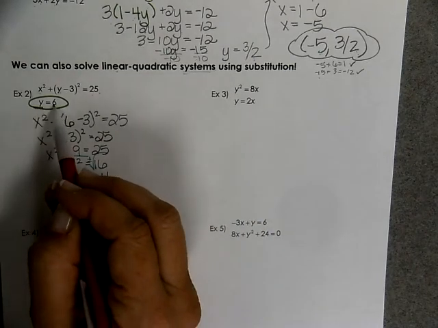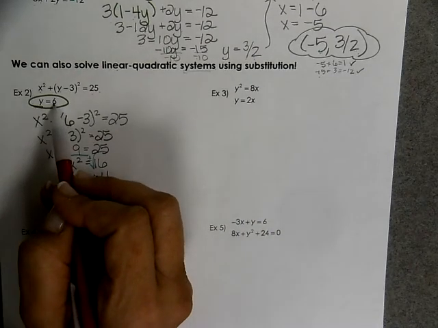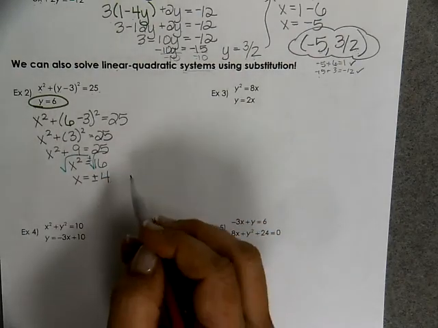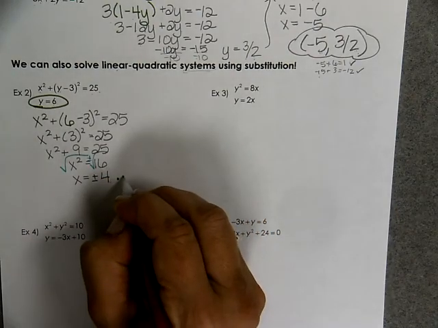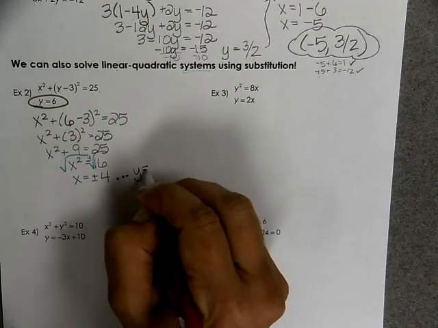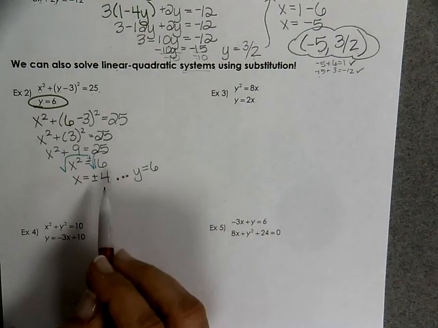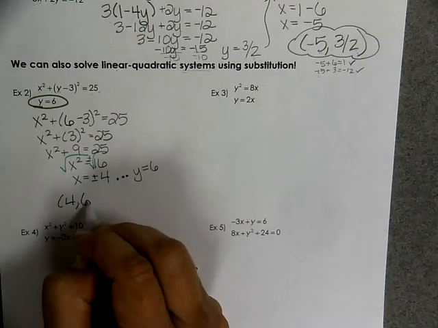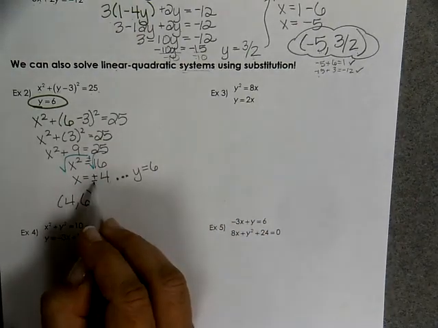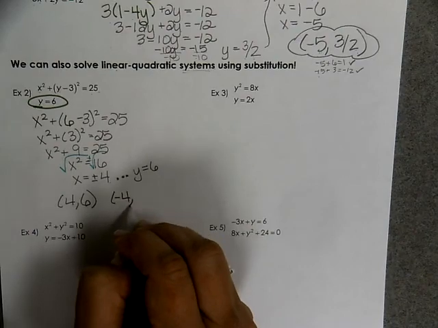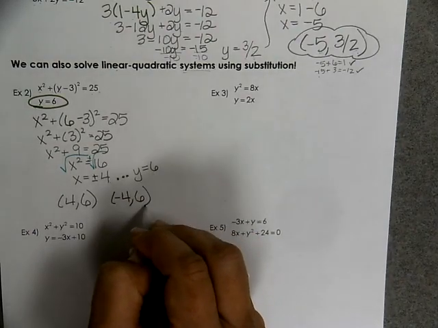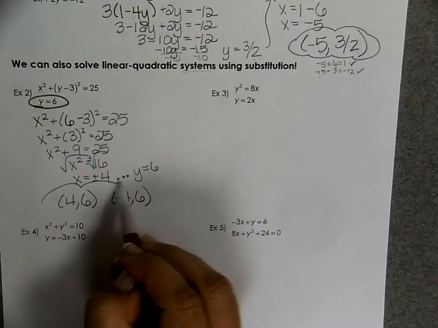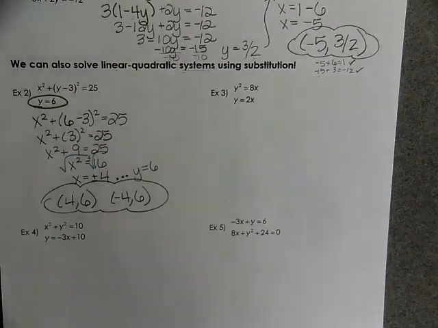But notice that y equals 6 is telling us that regardless of what x is, y is going to be 6. So I'll just make a little note here, is that we see that y equals 6. So that means that when x is positive 4, y is going to be 6. And when x is negative 4, y is going to be 6. And those are going to be my two solutions.